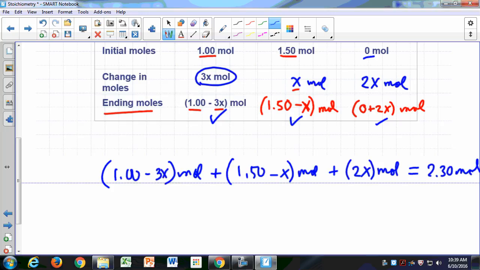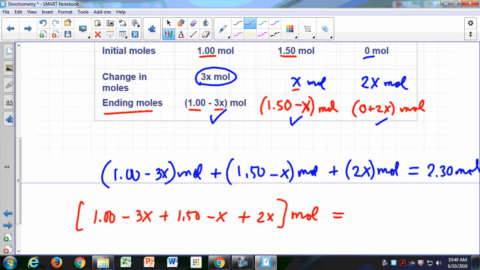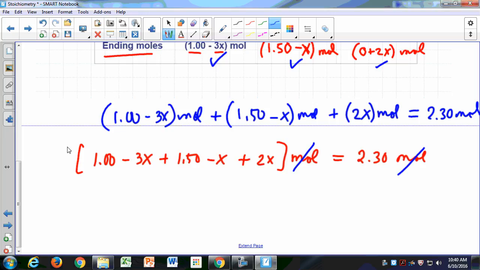I can combine all of this: 1.00 minus 3x plus 1.50 minus x plus 2x moles. I can factor out moles, and this is equal to 2.30 moles. So I can just cancel moles, and I can solve for x. Let's simplify this. 1.00 plus 1.5 is 2.50. Negative 3x, negative x, that's negative 4x, plus 2x, that's minus 2x, equals 2.30.